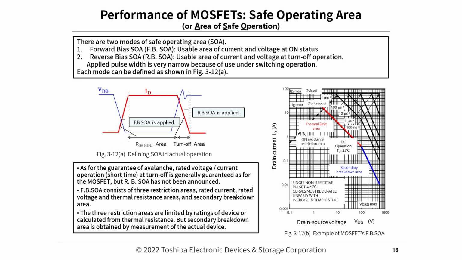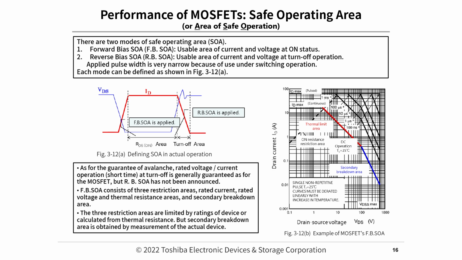Performance of MOSFETs, safe operating area. There are two modes of safe operating area. 1. Forward bias SOA, FBSOA: usable area of current and voltage at on status. 2. Reverse bias SOA, RBSOA: usable area of current and voltage at turn-off operation. Applied pulse width is very narrow because of use under switching operation. Each mode can be defined as shown in Figure 3-12a.